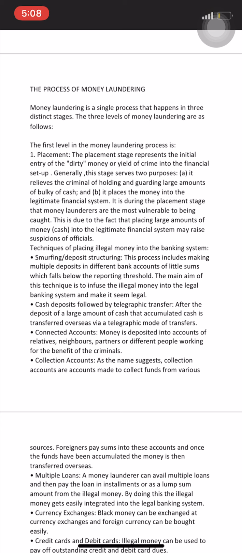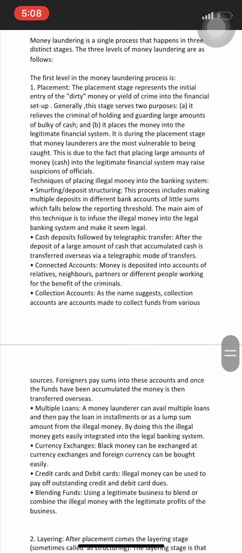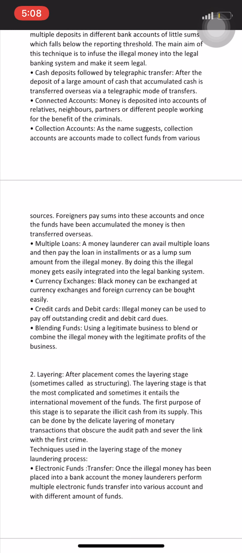Money is deposited into accounts of relatives, neighbors, partners, or different people working for the benefit of the criminals. Fourthly, collection accounts. As the name suggests, collection accounts are made to collect funds from various sources. Foreigners pay money into these accounts, and once the funds have been accumulated, the money is then transferred overseas. Next way is multiple loans. A money launderer can avail multiple loans and then pay the loan in installments or as a lump sum amount from illegal money. By doing this, the illegal money gets easily integrated into the legal banking system.